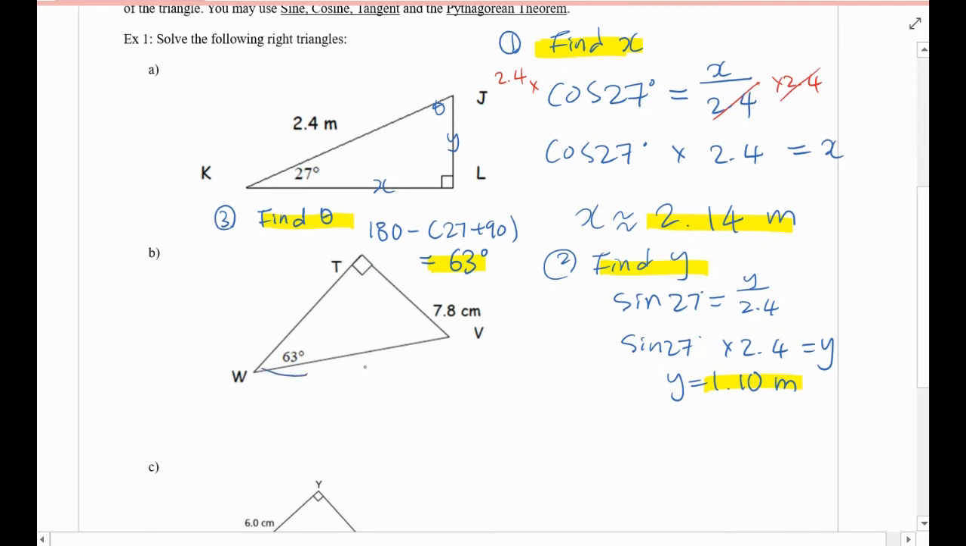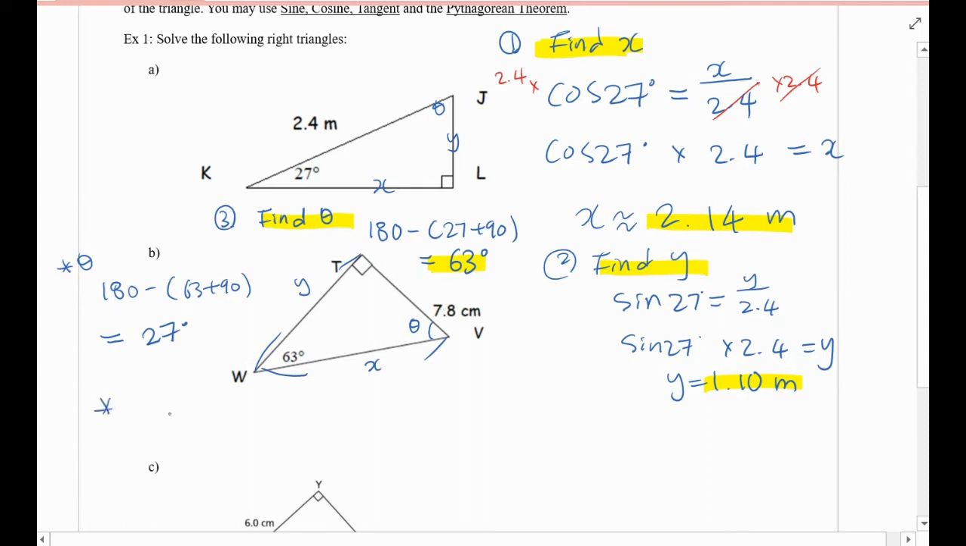Here, let this be x, and let this be y, and let this be theta. Finding theta is pretty easy because 90 plus 63 plus theta should be 180 degrees. So we subtract. Theta is 180 minus 63 plus 90. That should be 27 degrees. So theta is 27.